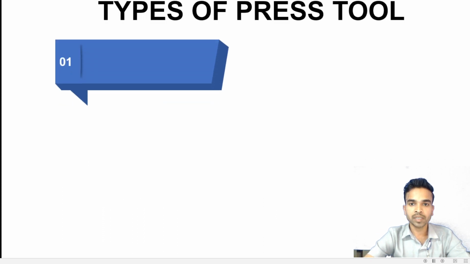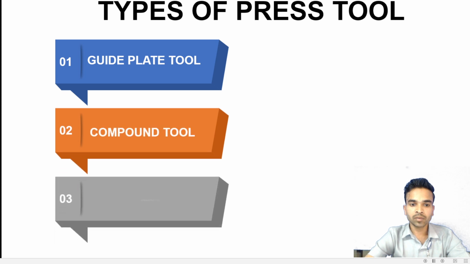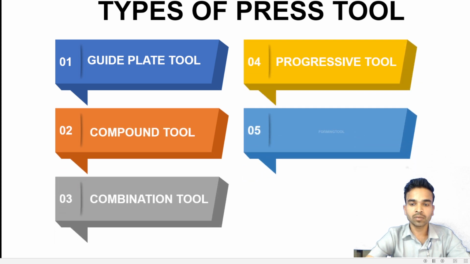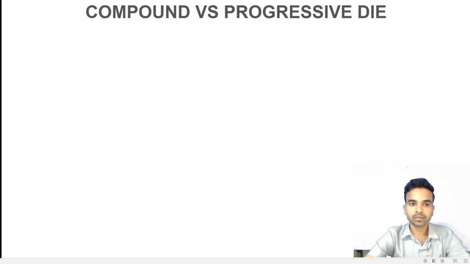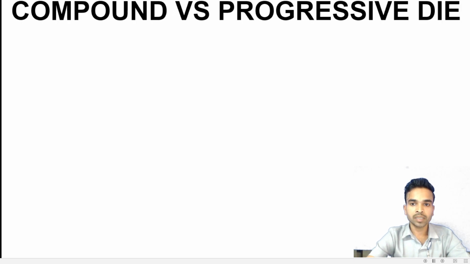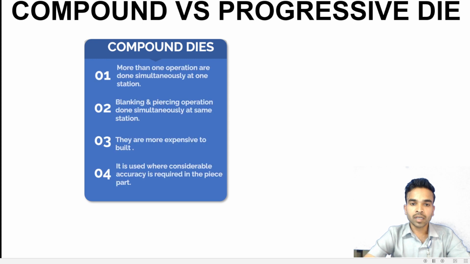Types of press tool operation: guide plate tool, compound tool, combination tool, progressive tool, forming tool, assembly tool. Compound dies. In compound dies, more than one operation is done simultaneously at one station. Blanking and piercing operations are done simultaneously at the same station. They are more expensive to build and are used where considerable accuracy is required in the piece part.